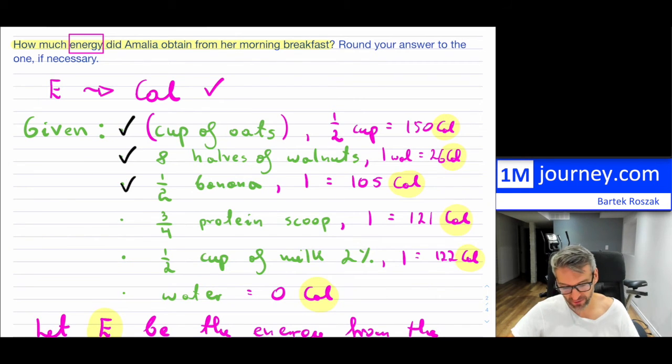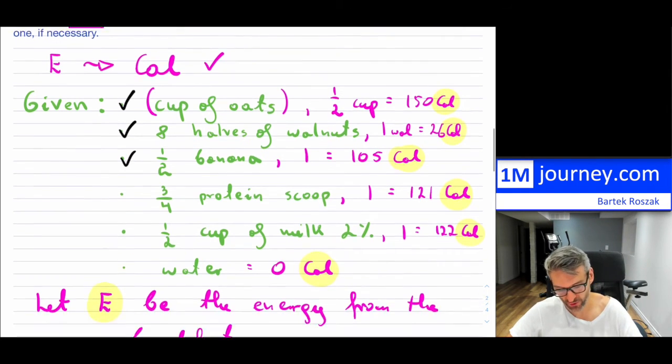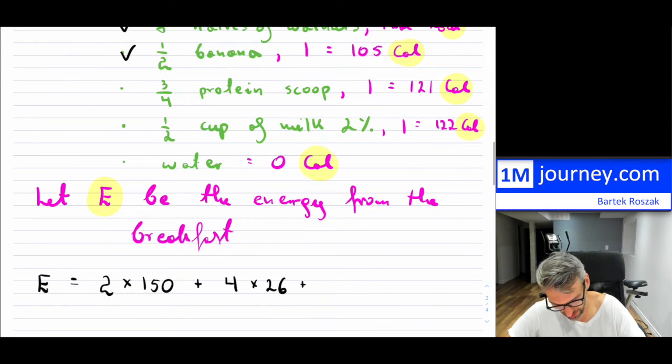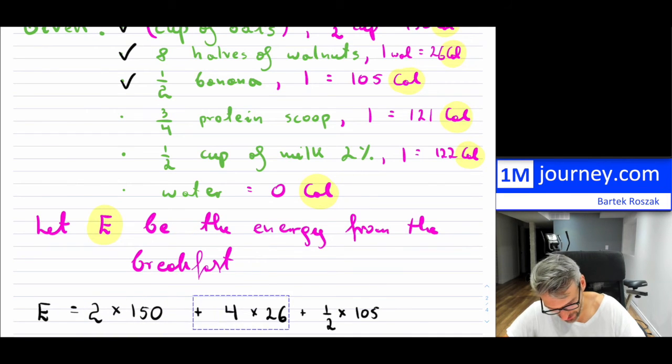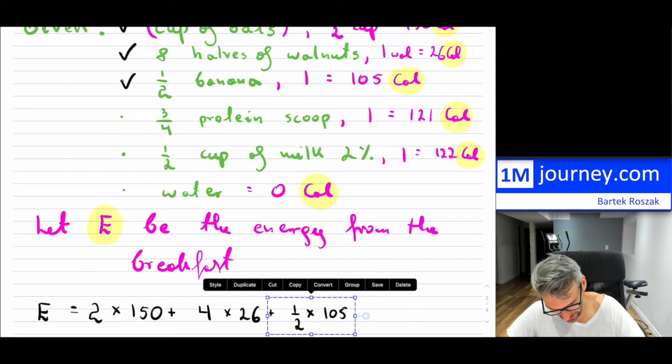Next, we have half a banana, but 1 banana is 105. So this is going to be plus 1 half times 105. So that's that. I'm going to start running out of space here, so I'm going to make this a little bit tighter. Okay, like this.